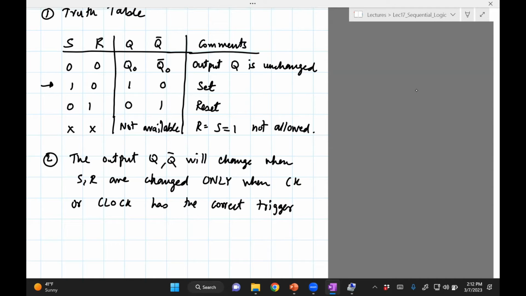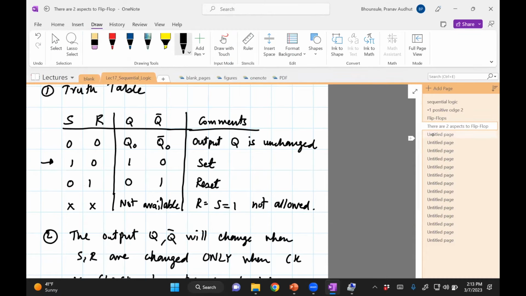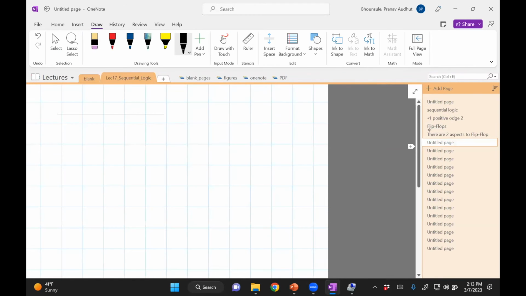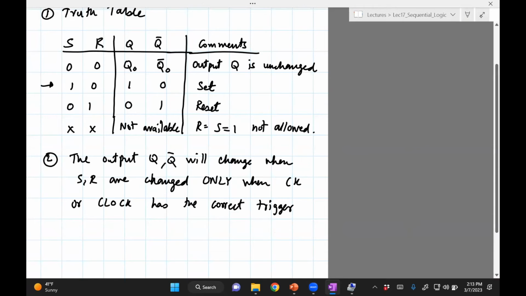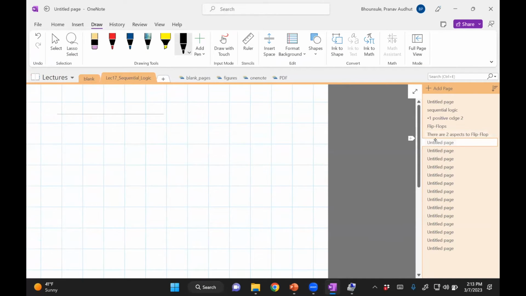Okay, so I'll illustrate 1 and 2 with a simple example that will probably make it more clear. Okay. So here is an illustration.